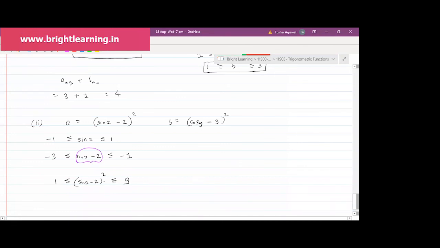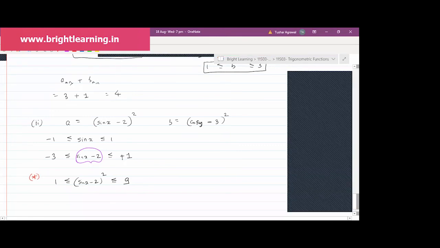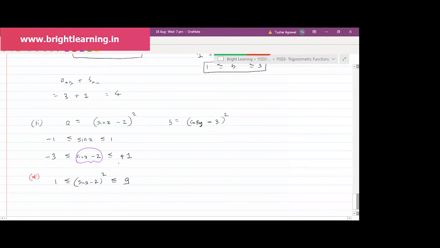Okay. Be careful here. There is one scope of silly mistake here. If here it would have been plus 1, for example, let's say sine x minus 2 is from negative 3 up to positive 1. Forget about the previous steps, I'm just giving an example. Then don't say that sine x minus 2 whole square will be 1 to 9. It won't be 1 to 9, it will be 0 to 9. Be careful at this stage. Because as minus 3 goes on increasing, its magnitude goes on decreasing up to 0. Then again the magnitude goes on increasing from 0 to 1. So be careful at that point. Here, luckily, we were completely in the negative range, so we were able to directly square it. Square of sine x minus 2 is from 1 to 9.